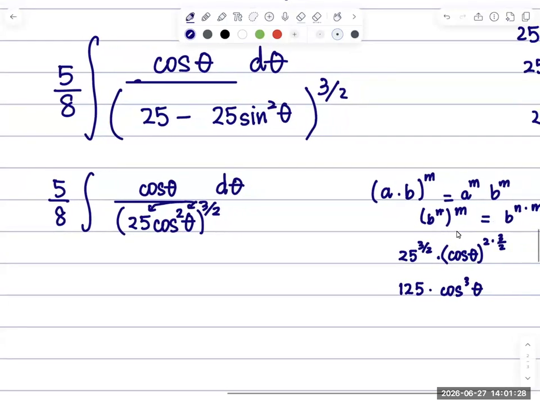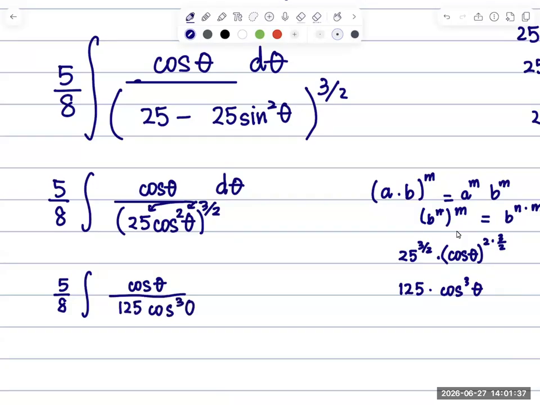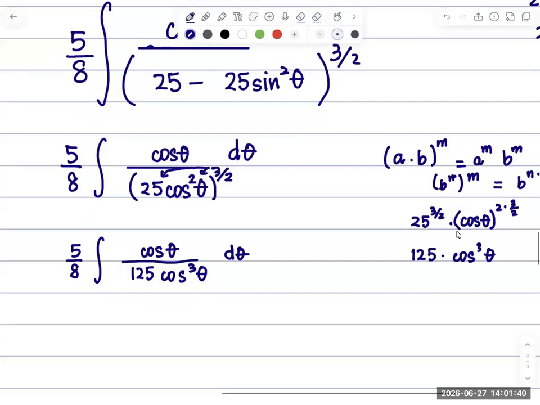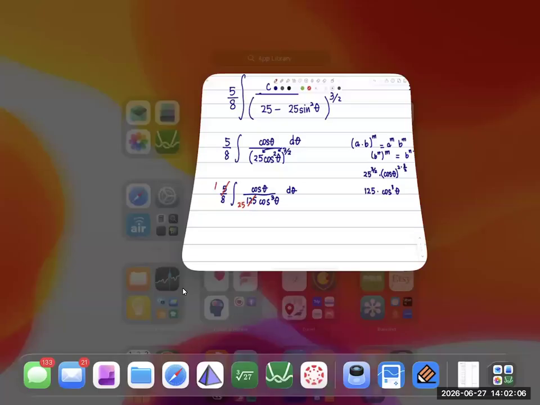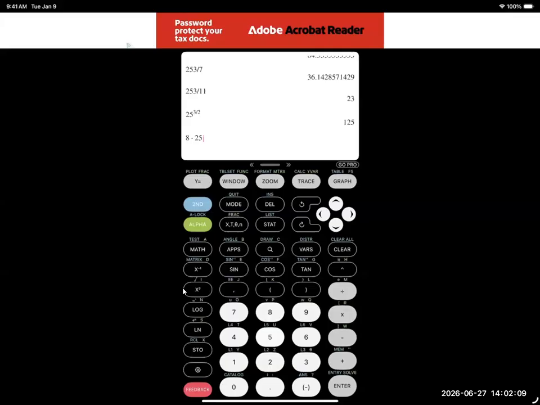So this gives us 5/8 integral of cosine theta over 125 cosine 3 theta, d theta. And we can still simplify more by canceling out one of the cosines in the numerator and denominator. Also, we can multiply the numbers together. So I take 5/8 and 125; 5 can be divided, so this is 1 and this is 25. I take 8 times 25, which is 200.